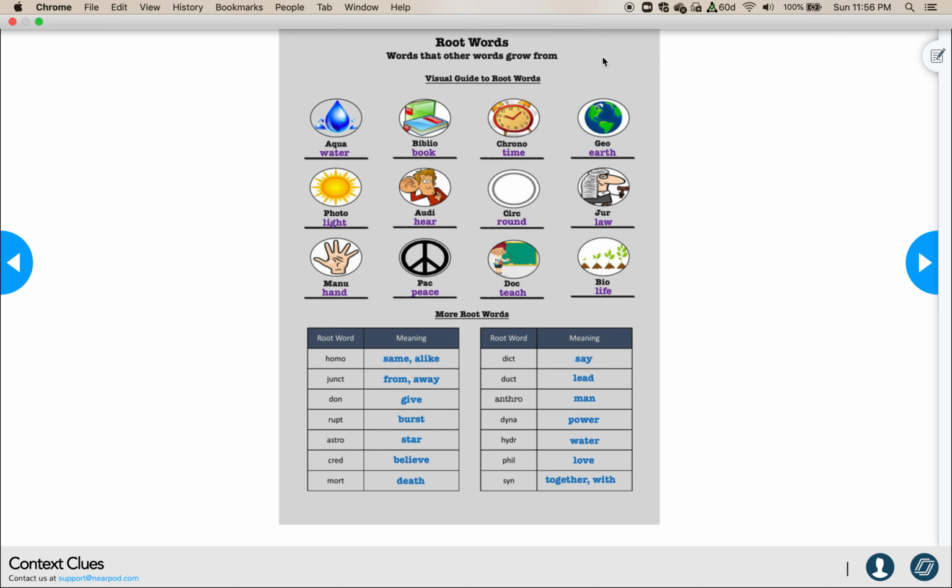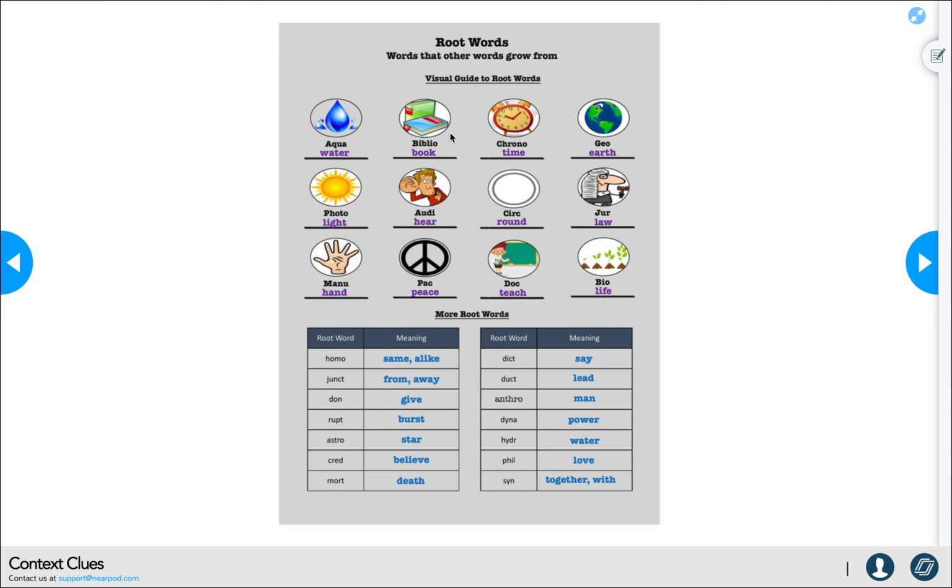And you've probably heard them. So here's a visual guide. So we have aqua, means water. Biblio means book. Chrono means time. Geo means earth. Photo means light. Audi means hear. Circ means round. Jur means law. Manu means hand. Pac means peace. Doc means teach. And bio means life. So let's think about some of these. Aquamarine, right? That is a color of water. It's a bluish color, and we associate that with water.